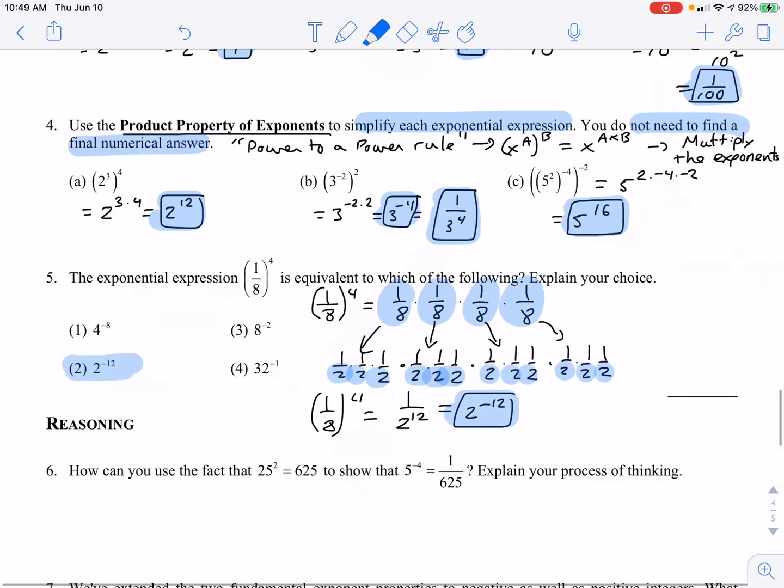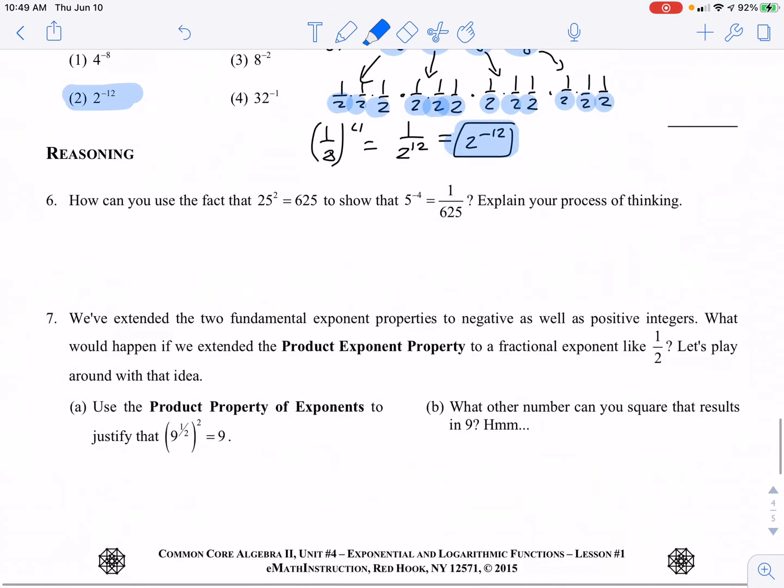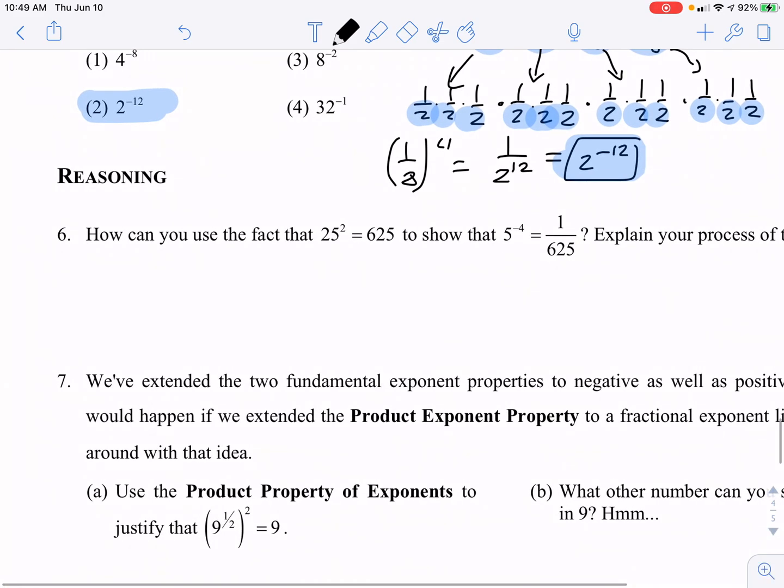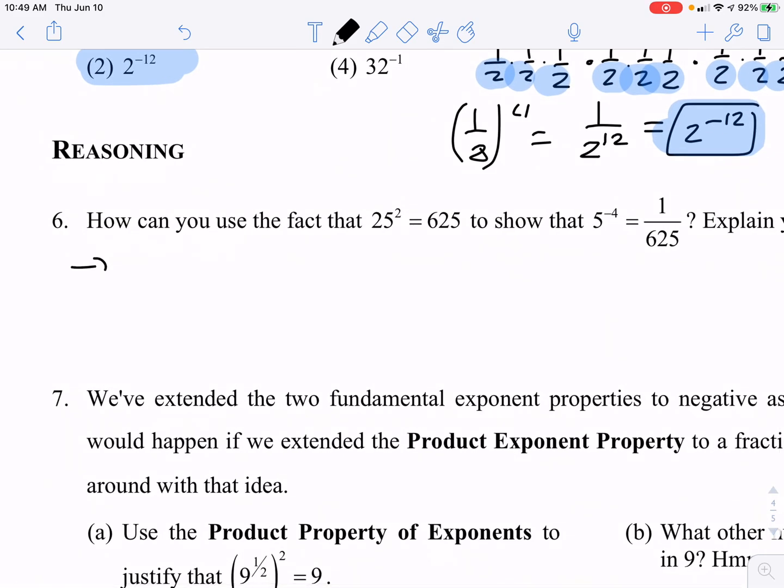Part 6, how can you use the fact that 25 squared equals 625 to show that 5 to the negative 4 equals 1 over 625? Well, start with 5 to the negative 4. 5 to the negative 4 is really 1 over 5 to the positive 4. Now I can rewrite that. That would be 1 over 5 times 5 times 5 times 5, right? 5 times itself 4 times.